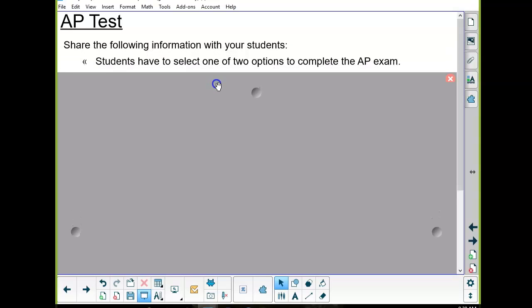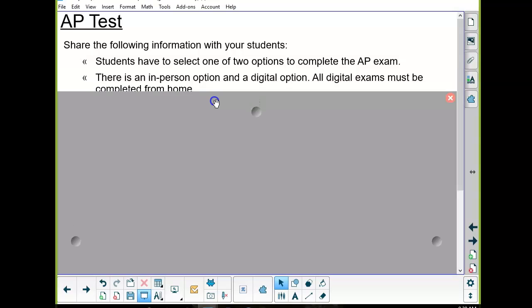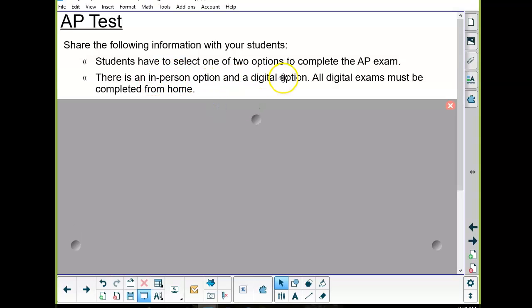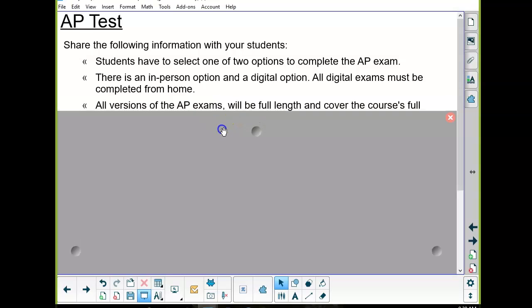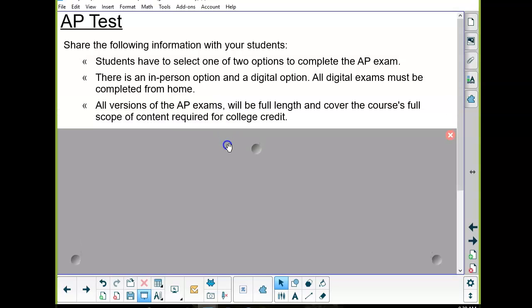So students have to select one of 2 options to take the AP exam. And that option is going to be either in person or a digital test, which will be online, and those will be on 2 different dates. And I want to make sure you guys make the best decision for your needs. So what we have here is all digital exams must be completed from home. So if you are taking the at-home option, please make sure you understand that you're doing that at home.